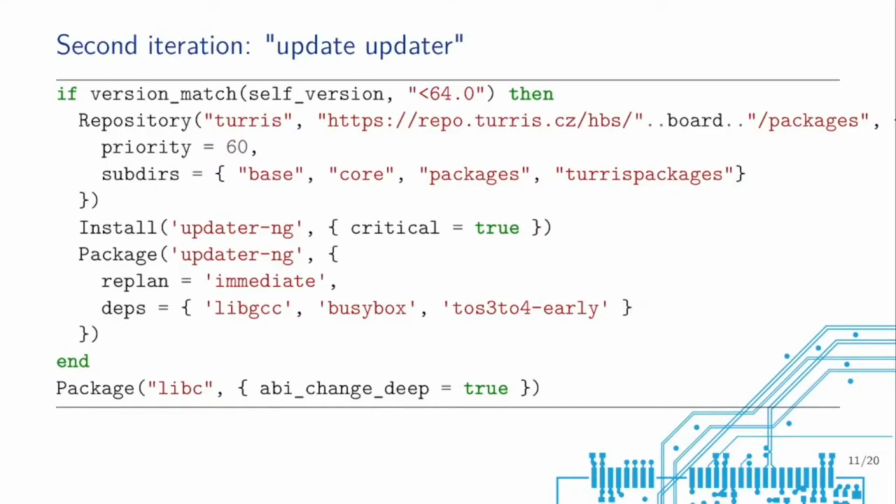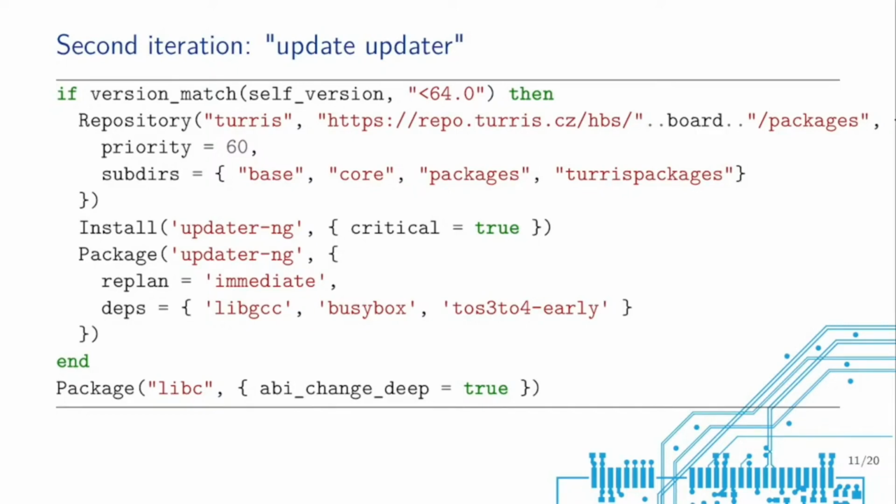Unfortunately, this is of course not automatically possible, because, for example, there are some missing dependencies. So we had to add them. You can see here that there is libgcc and busybox added to the dependencies, and one special one, tos324 early, which contains the migration script just for update configuration. So it's part of the initial start where I was talking about the configuration migration, where there are some scripts. One of them is in this special package.